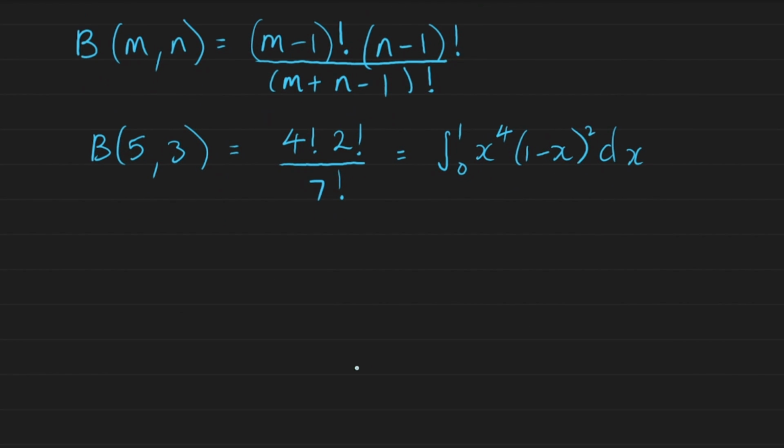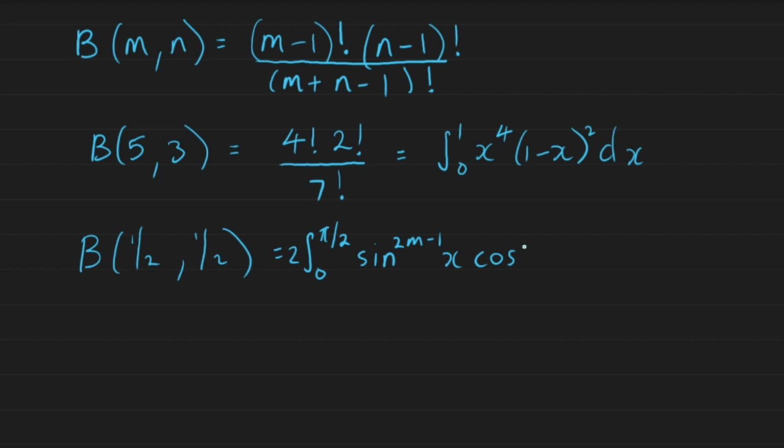Just one other thing that we can mention is, what if m and n are equal to half? So we want the beta function of a half and a half. We can use the alternate form we had derived using the trig functions. So it's 2 times the integral from 0 to pi over 2 of sine to the power 2m minus 1 of x times cos to the power 2n minus 1 of x dx.